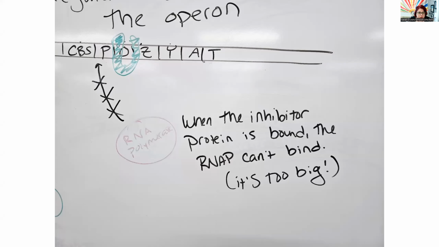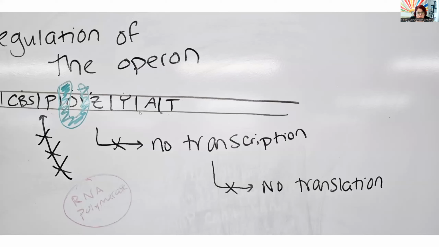When the operator has the repressor protein on it, that means that the RNA polymerase cannot bind to the promoter. Even though the RNA polymerase actually touches the DNA at the promoter, it's a pretty big protein. And so if the inhibitor is here, there's basically not enough room for it to bind and start transcription. So if the repressor is there, the RNA polymerase does not bind. And if the polymerase doesn't bind, that means that there's no transcription and no translation of the operon.